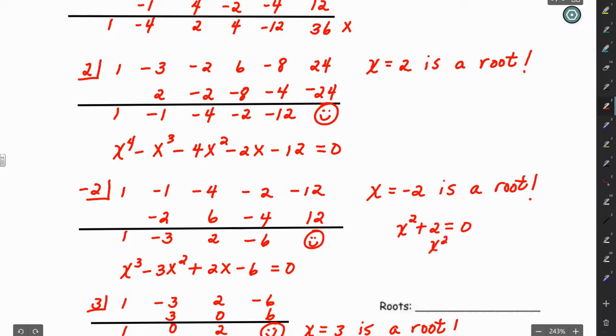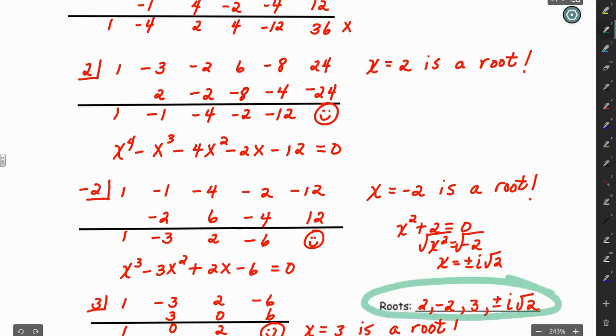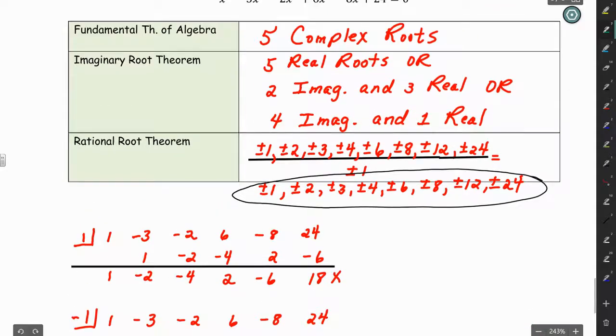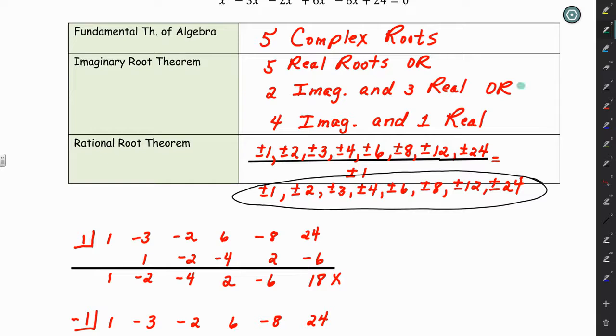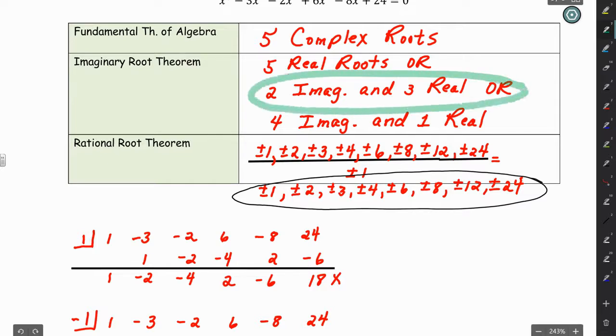So I have x squared equals negative 2, square root of both sides. So I know that x equals plus or minus i root 2. So my final answer is I have 2, I have negative 2, I have 3, and I have plus or minus i root 2. So if we go back to our table, which one does that match up with? That was going to be 3 real and 2 imaginary.